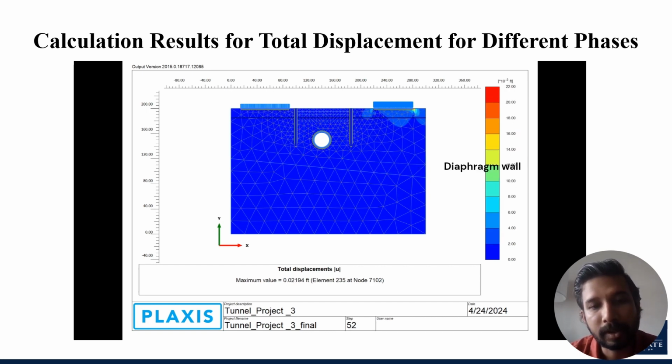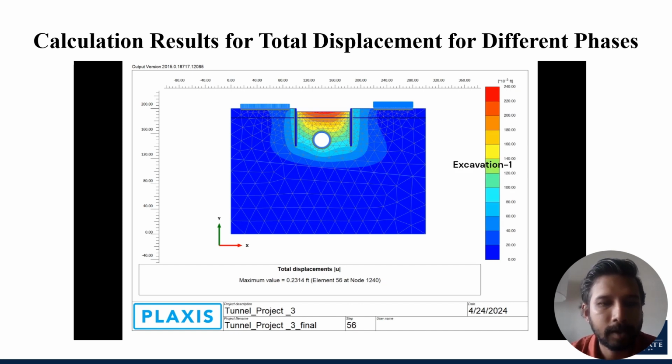And later on, we inserted our diaphragm wall into the soil to resist the lateral earth pressure from the existing building. Here is the displacement after the first cut we made of our excavation. We had to cut 20 feet depth in this analysis to build two basements for our new building.